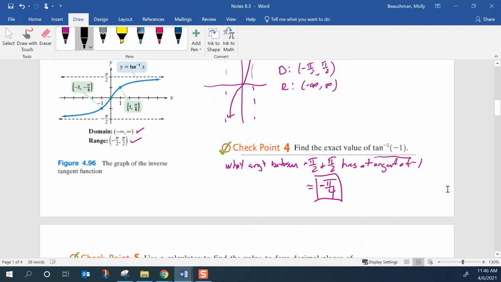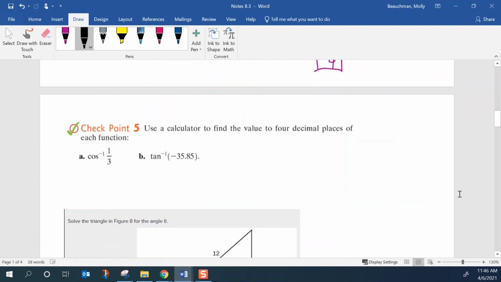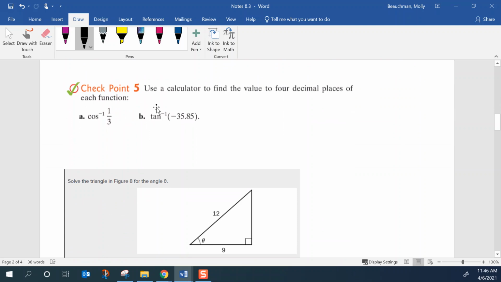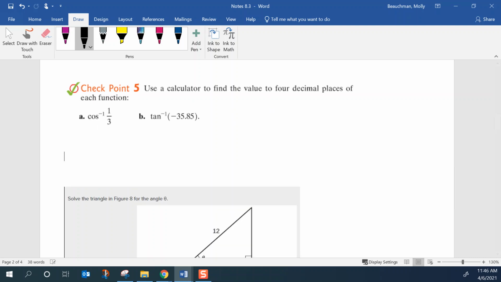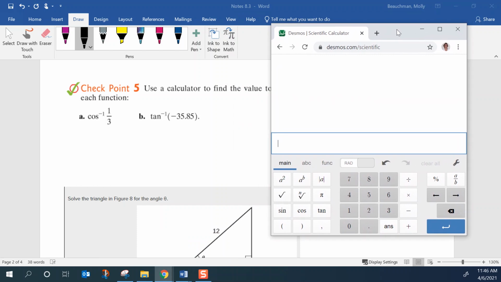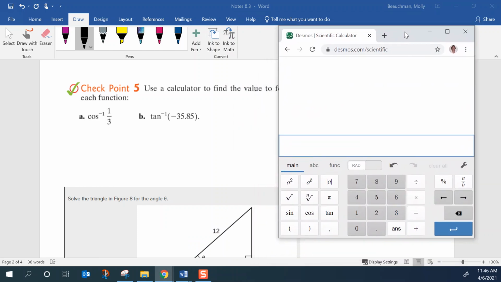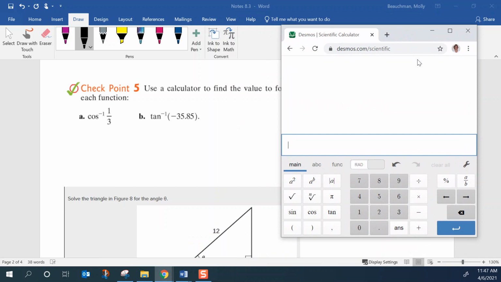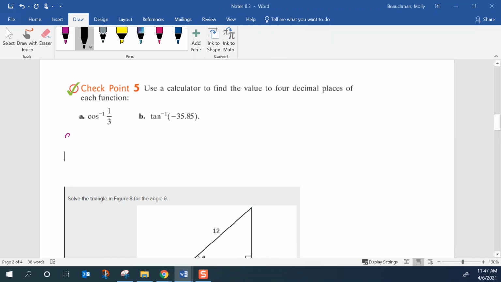All right, so those are the inverse trig functions. Now, if you can't find exact values and we need to use a calculator to find the value, then we go ahead and just type it in the calculator, and the calculator takes care of the proper domain and range. So I'm going to go ahead and just use Desmos, or you can use your scientific calculator or your TI calculator. And if it doesn't say whether they want the degree measure or the radian measure, I'll do both.